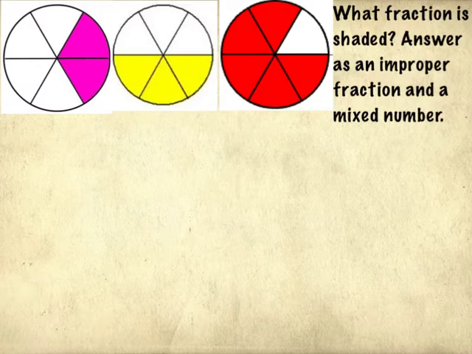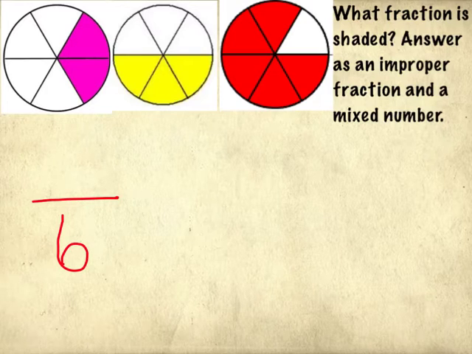So the first thing I'm going to do is figure out the improper fraction, and I'll start by finding the denominator. Remember, the denominator tells me how many parts are in one whole. So how many parts are in one whole? Well, 1, 2, 3, 4, 5, 6. If I look at these as pies, each whole pie has 6 pieces, so my improper fraction will have a denominator of 6. How many pieces are colored in?